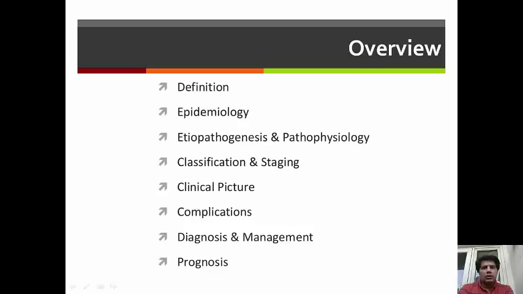So the topic for today is acute pulmonary edema. We'll be talking about it in the following steps: definition, epidemiology, etiology and pathophysiology, staging, clinical picture, complications, diagnosis and management. So let's get started.